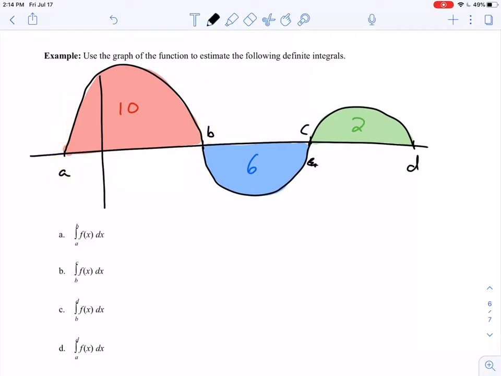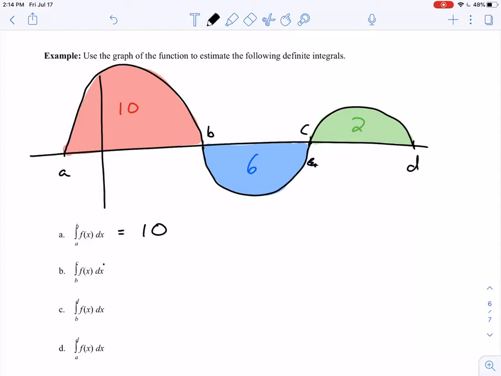In this case here, this red shaded region all falls above the x-axis. So because this red shaded region is above the x-axis between a and b, this definite integral will be positive 10 because, again, this red shaded region all falls above the x-axis.